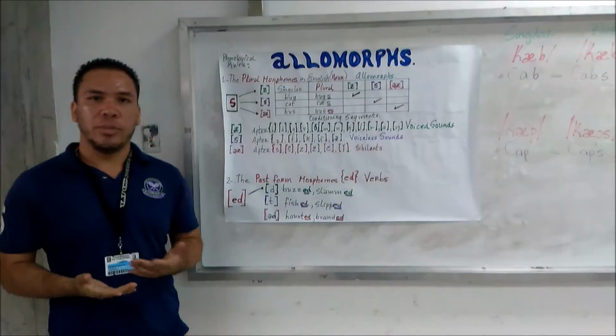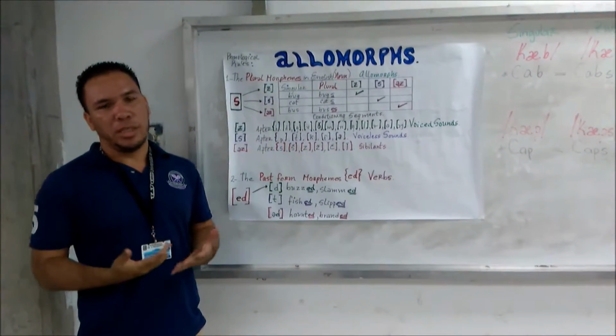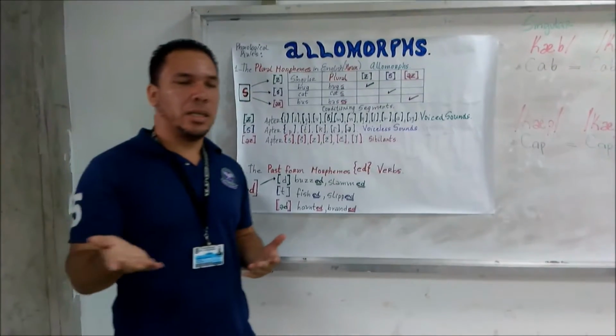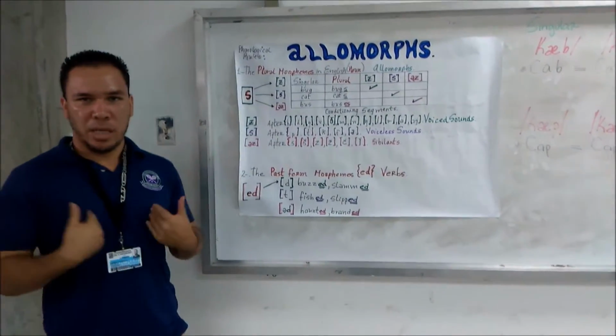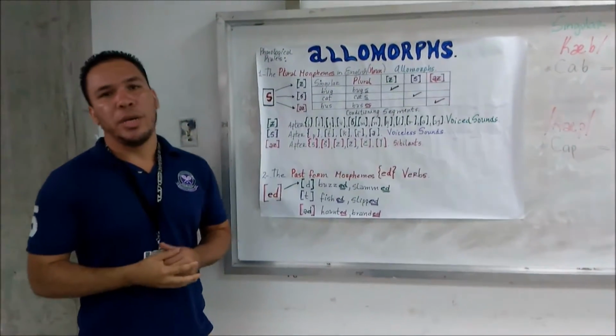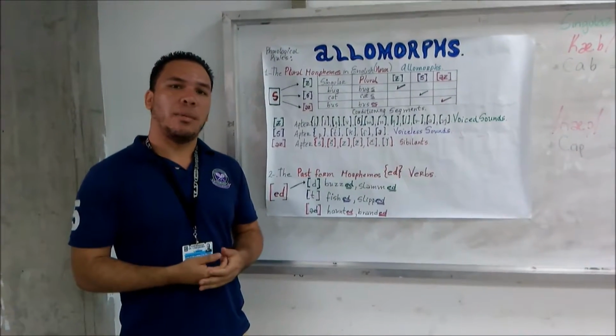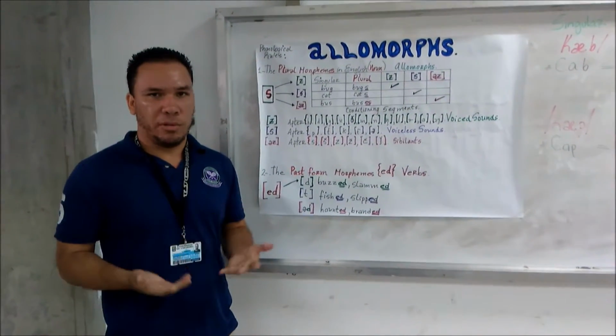We are group number 2. Our group is made up of Carbher Hall and me, Franklin Espinoza. We are going to talk about allomorphy.